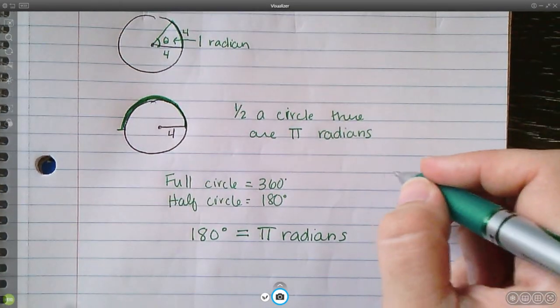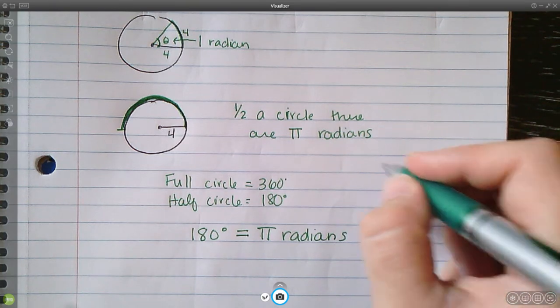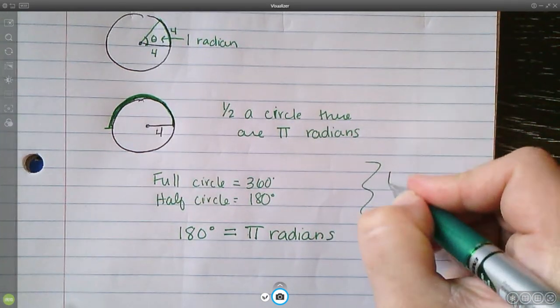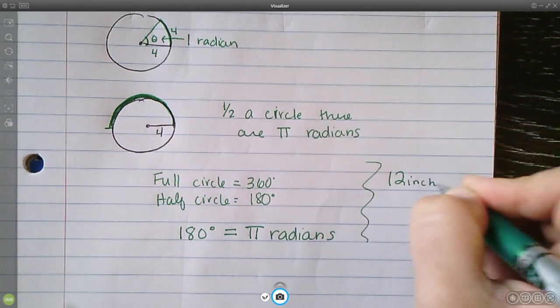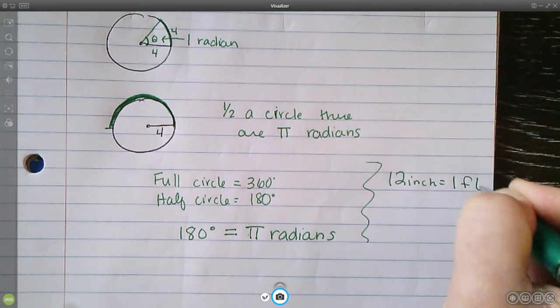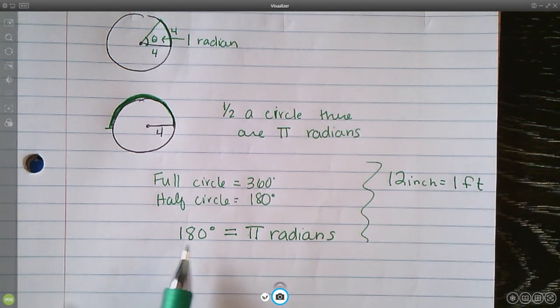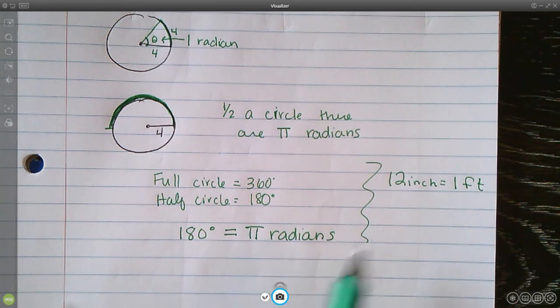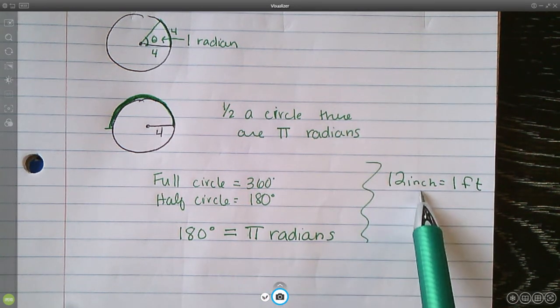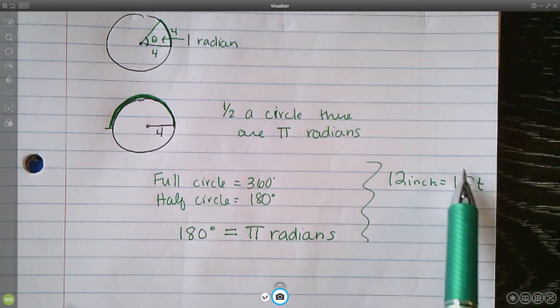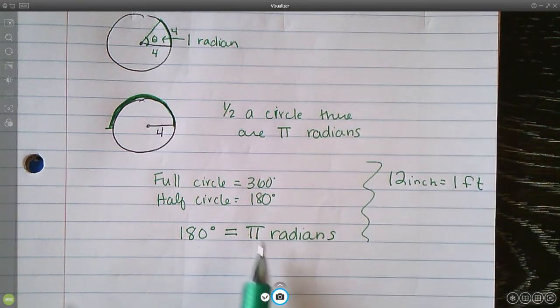So that's kind of like saying, just a little side note, 12 inches equals 1 foot. So saying 180 degrees equals pi radians is the same as saying 12 inches equals 1 foot. So this measures length, this measures degrees.